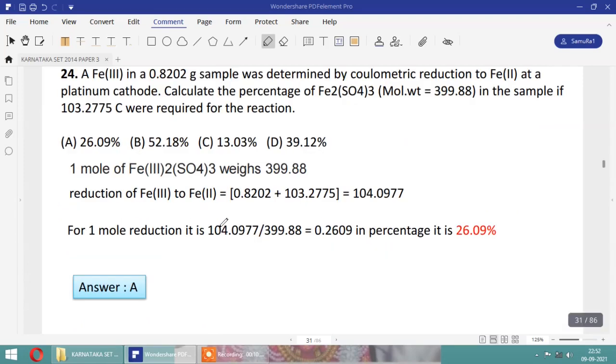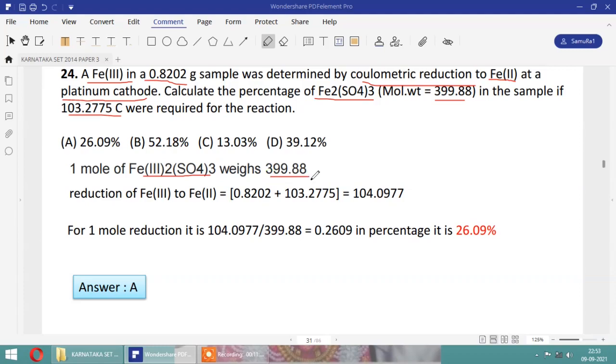24. Here you see a problem is given. Ferric ion, the weight of the sample was given, was determined by coulometric reduction. Here Fe3+ reduces to Fe2+ at a platinum cathode. Okay. Calculate the percentage of ferric sulfate. Molecular weight has been given of the sample. This weight has been given required for the reaction. Now listen. For 1 mole of ferric sulfate, the molecular weight was given 399.88.